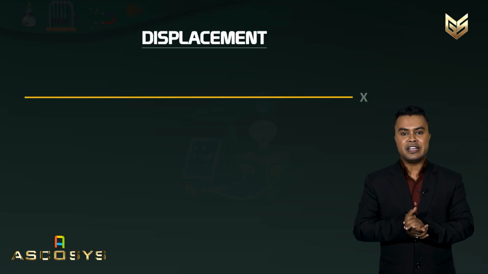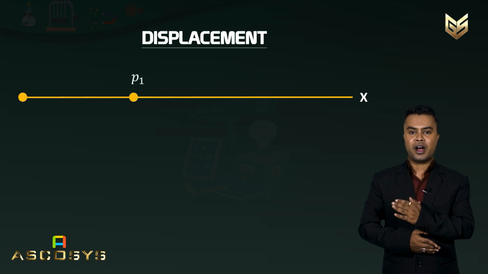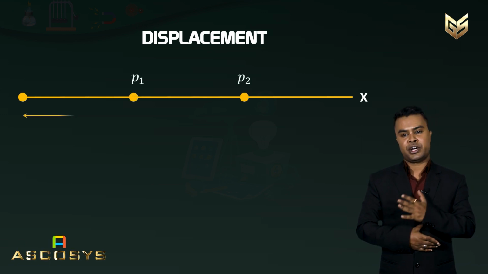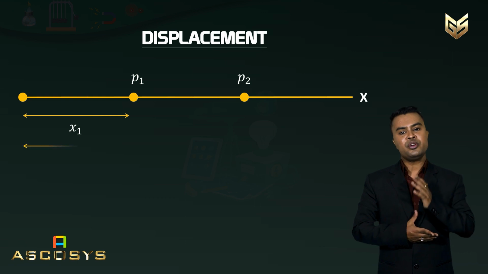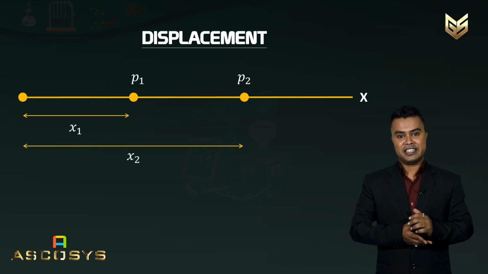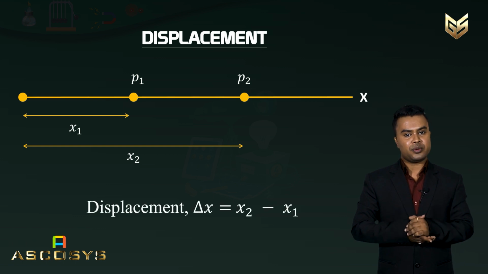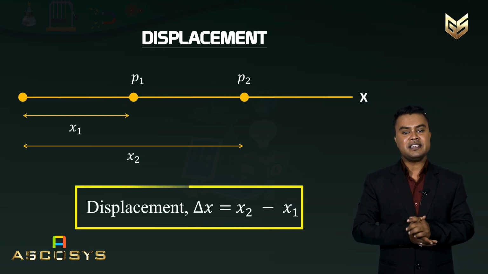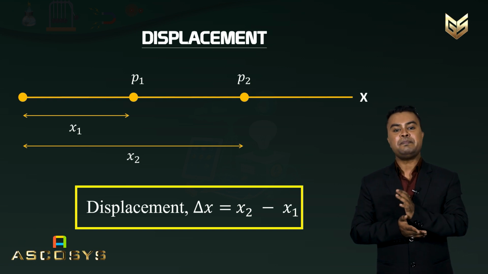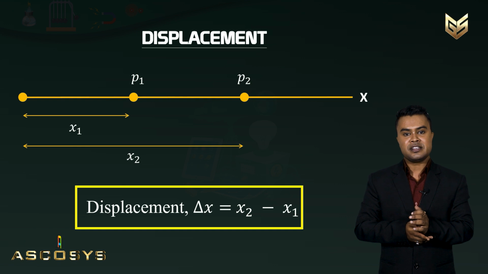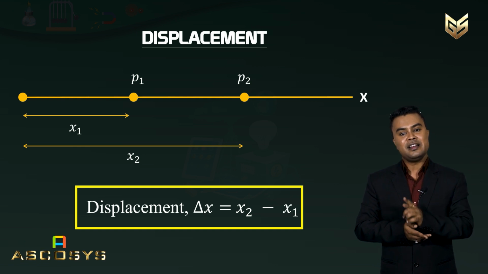Suppose a body is moving from point P1 to P2. That body can be a car or anything. Now how are we going to find out the displacement? That is the change in position, P2 minus P1. In short, we can say x2 minus x1. x2 is the distance covered from the origin till P2 and x1 is the distance covered from the origin till P1.